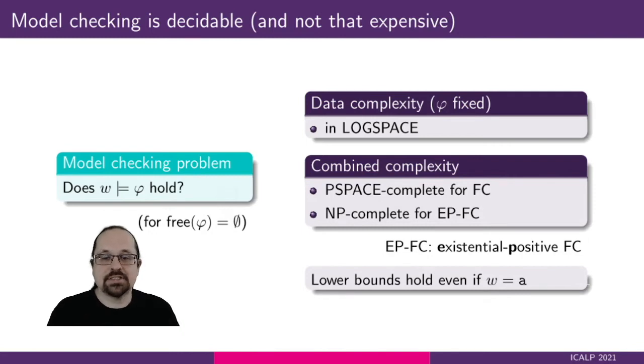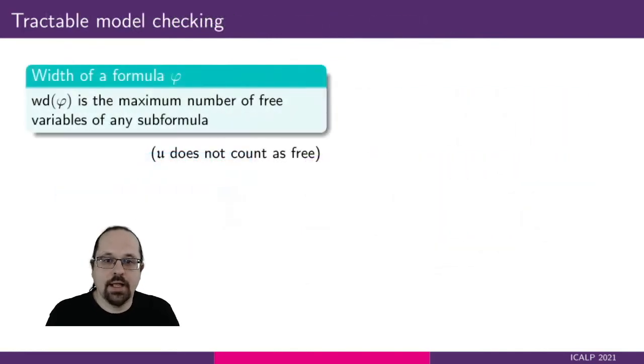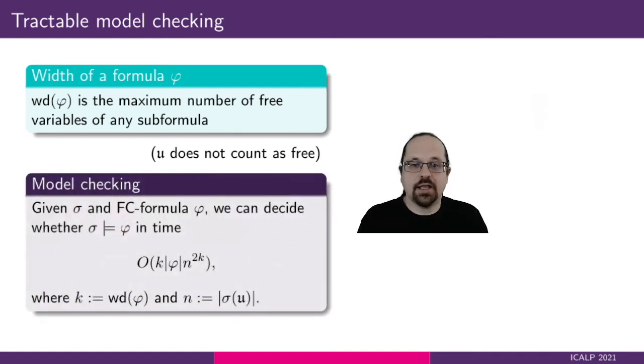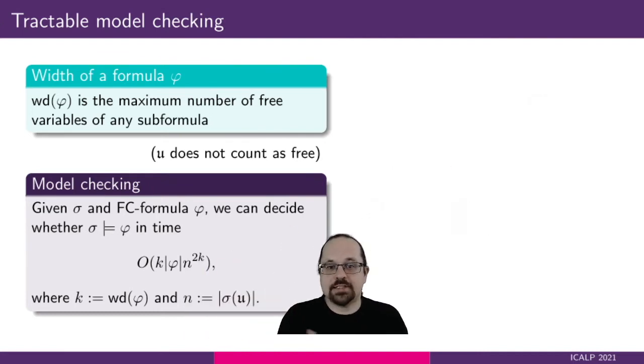And the question is, can we further lower things using the same way as in FO? There we look at the width of the formula, the maximum number of free variables in any subformula. In FO, fixing that gives us tractable model checking, and same as here. If we have a formula that has a bounded width, then this goes into the exponent of the complexity. So if k is fixed, everything becomes polynomial time. Not good polynomial time, but we're working toward that.